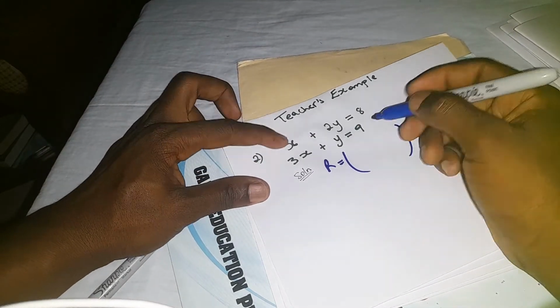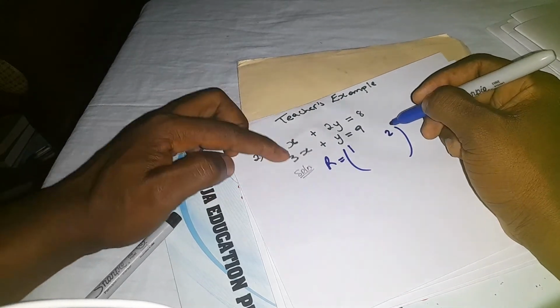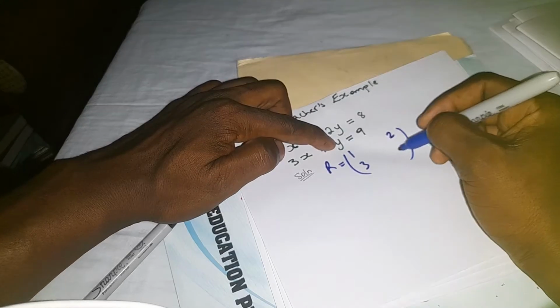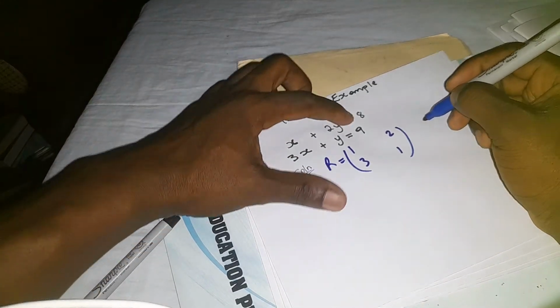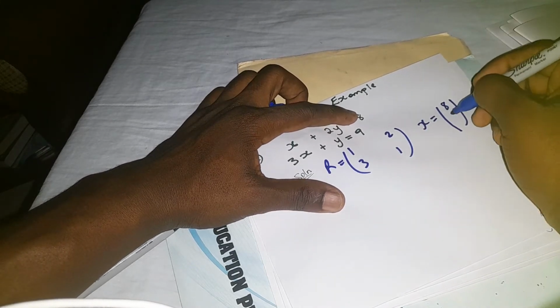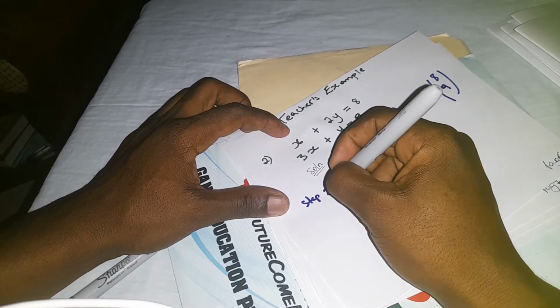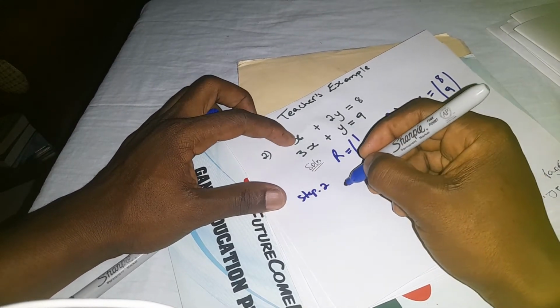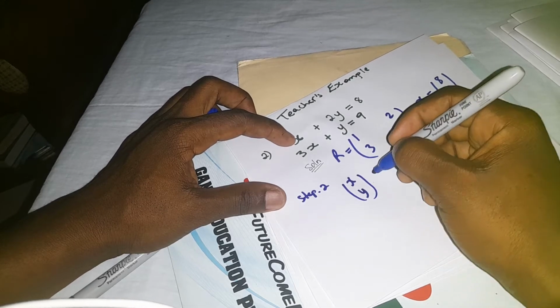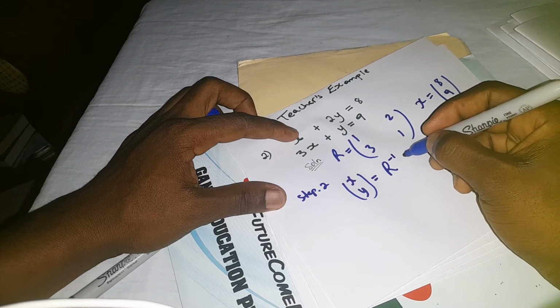Equal. Take out the coefficients then. 1, 2, 3, 1. You see the pattern? And x. We know x is normally the result, which is 2 by 1, which is 8 and 9. So I write this together. That's the first thing, step 1. So that's step 1. Step 2, write the formula. What is the formula? We're trying to find x and y. The formula is R inverse times x.